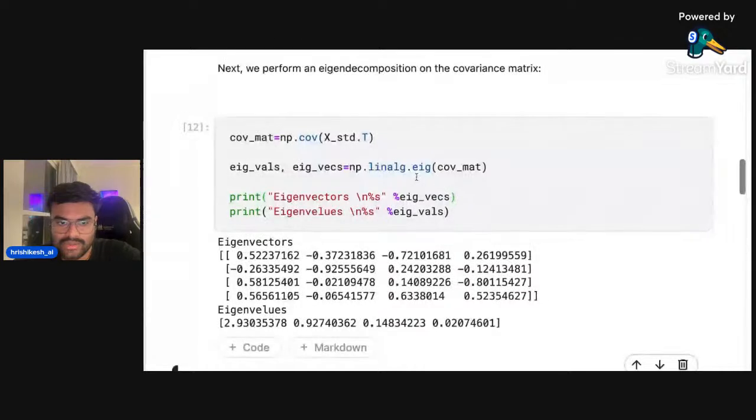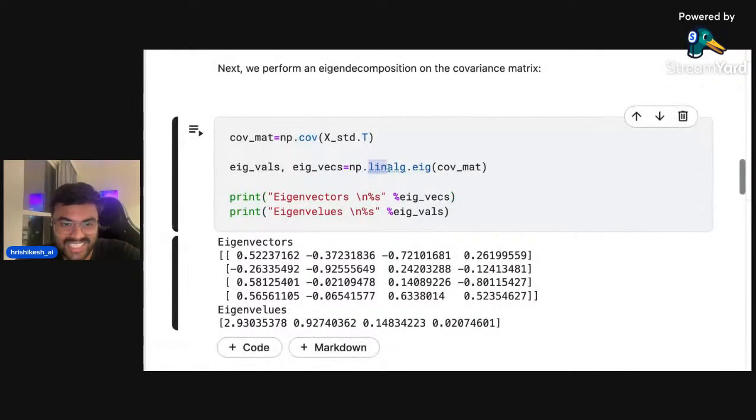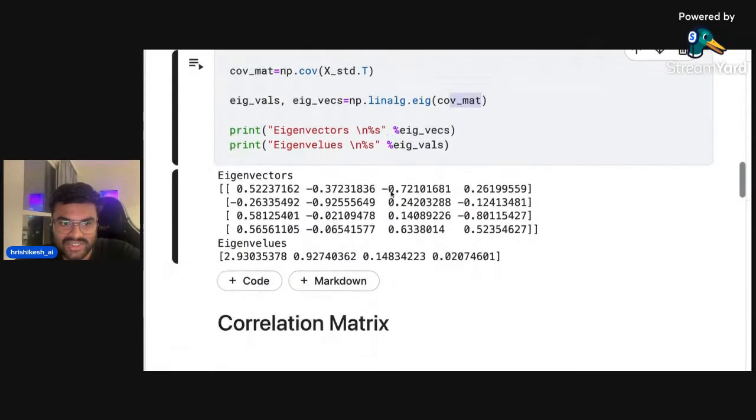So yeah, that's all. We just need to import linear algebra and apply dot eig to the covariance matrix. And here we got all the eigenvectors and all the eigenvalues. So we got four eigenvalues here. The highest eigenvalue stores the highest value. Here you can see 2.93.